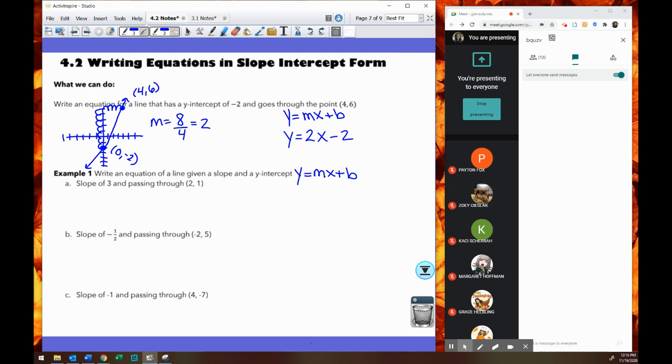Abby? You have a slope of 3. I know the slope is 3. So I know that my final equation is at least going to say y equals 3x. The slope of it is 3. I have to figure out what its y-intercept is going to be.